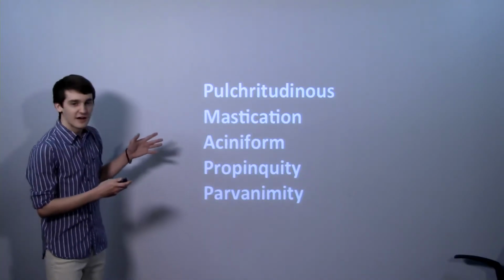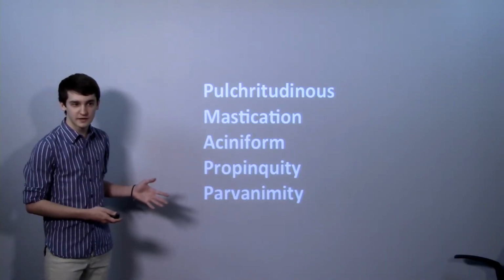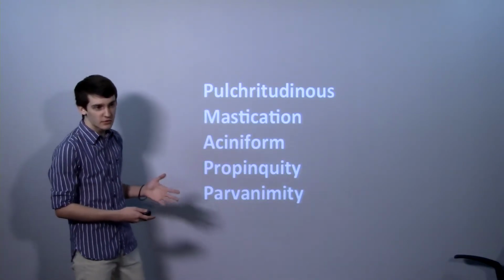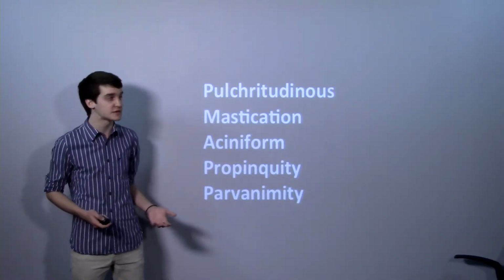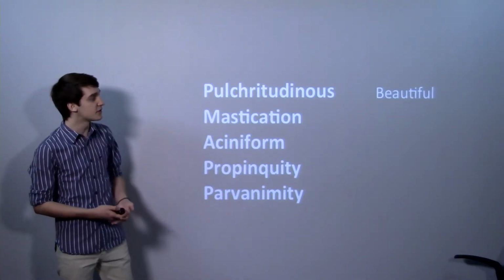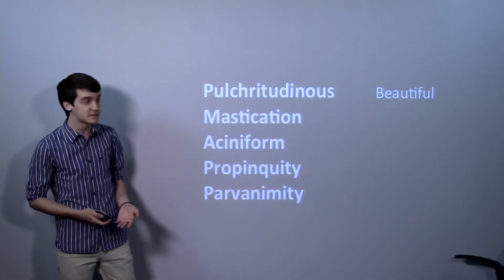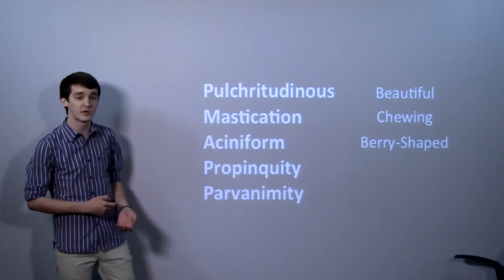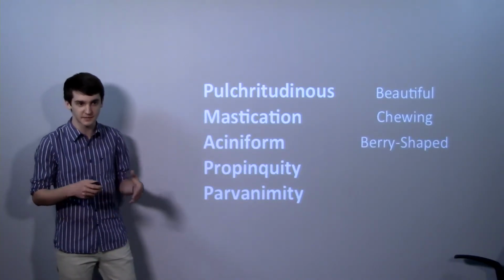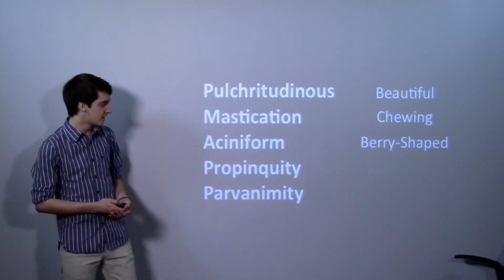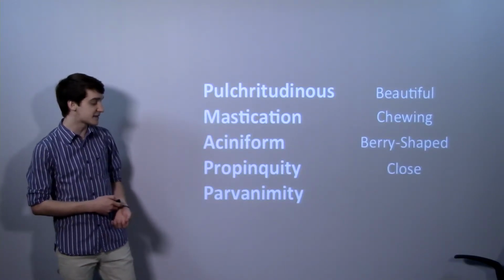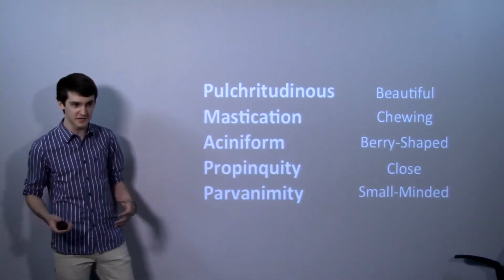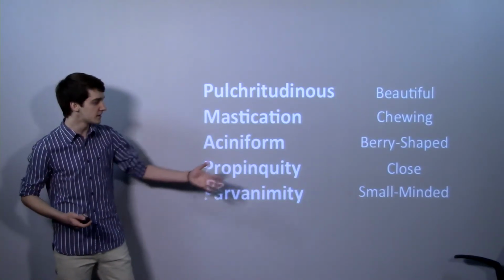So, a basis in Latin and Greek could help you immensely on a test like the SATs, or even just in life in general when you encounter words that you don't know. Pulchritudinous you could equate with the word pulchra, which means beautiful, mastication with the word for chewing, aciniform with the word for berries, so that's just something that's shaped like a bunch of berries. Propinquity is something that's close, or parvanimity, think of the word magnanimous, a great mind, great soul, so this is small-minded.